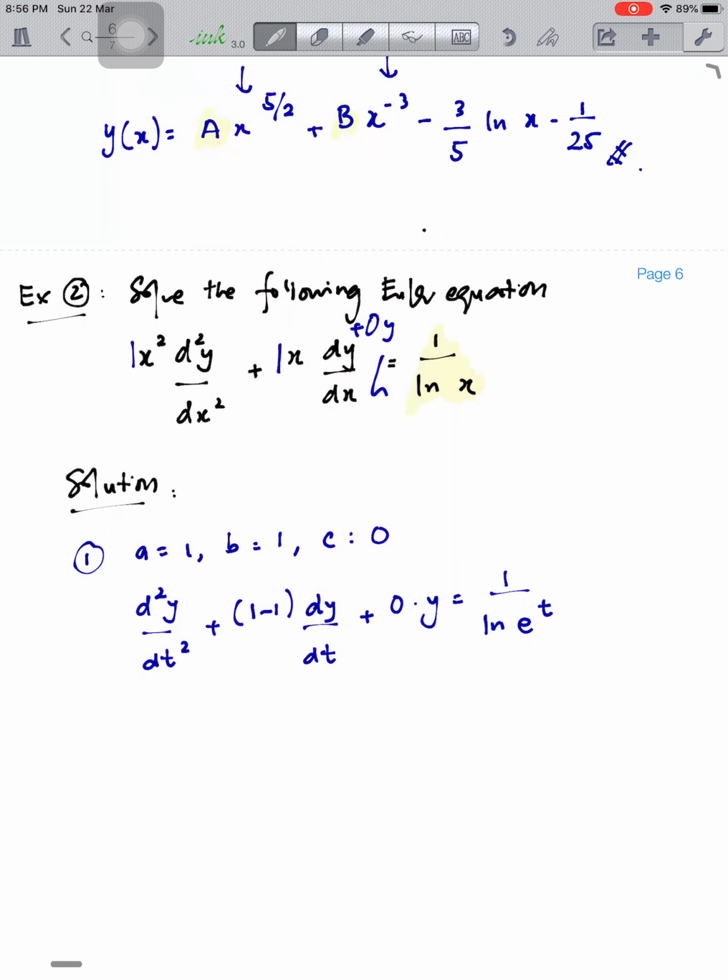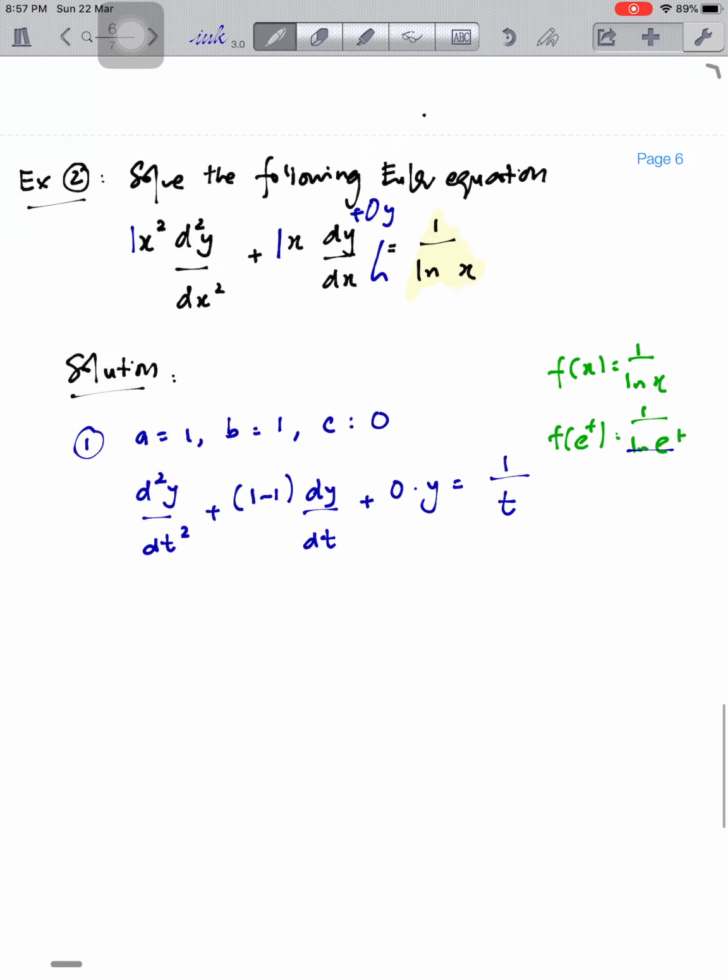Because here remember, f of x is going to equal 1 over log of x. So my f of exponential t is going to equal 1 over log of exponential t. So let's simplify this right away. Because log and exponential cancel each other, I basically end up with 1 over t. And when we simplify this equation, this is actually going to be d square y over dt square plus 0 dy over dt plus 0y, in fact. So the right hand side of the equation is going to equal 1 over t. So that is actually a simple equation of d square y over dt square equal 1 over t.